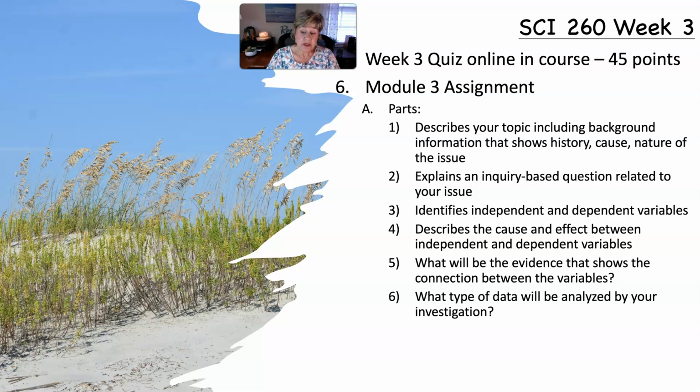All right, then you're also going to describe the cause and effect between the independent and dependent variables. So why is this happening? Why is the lowering of the pH going to change the seashells? Describe it. And then what will be the evidence that shows your connection between the variables? How do you know it is actually the lowering of the pH of the ocean water that is changing the seashell composition? Evidence. And that's the scientific perspective section of the rubric this week in the guidelines.